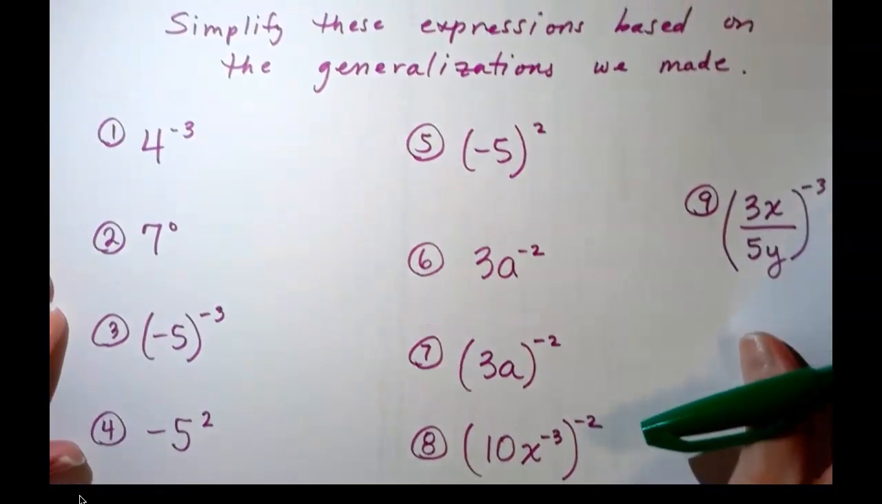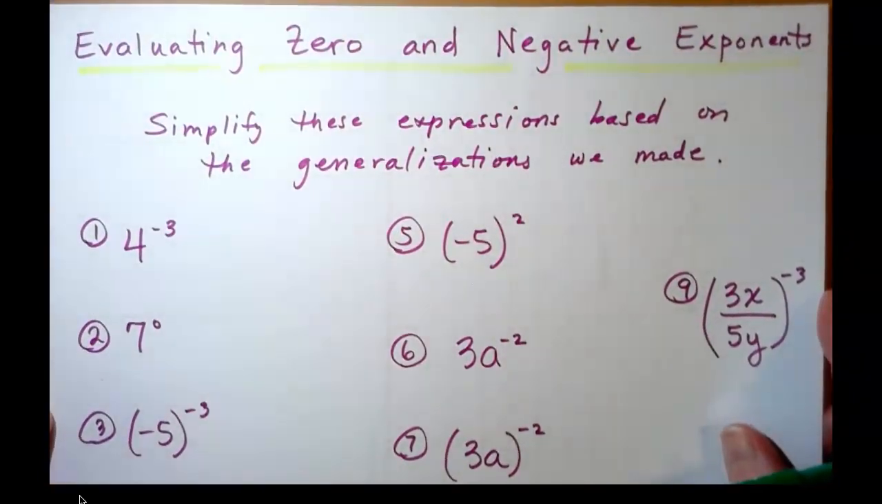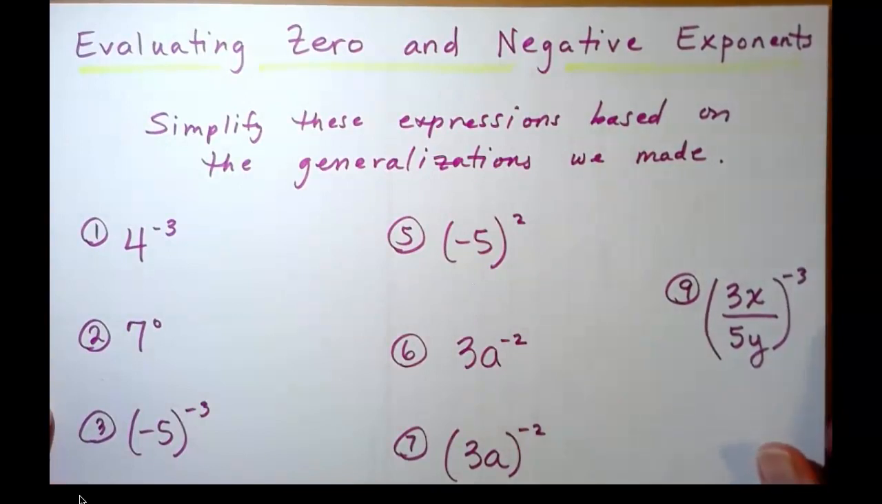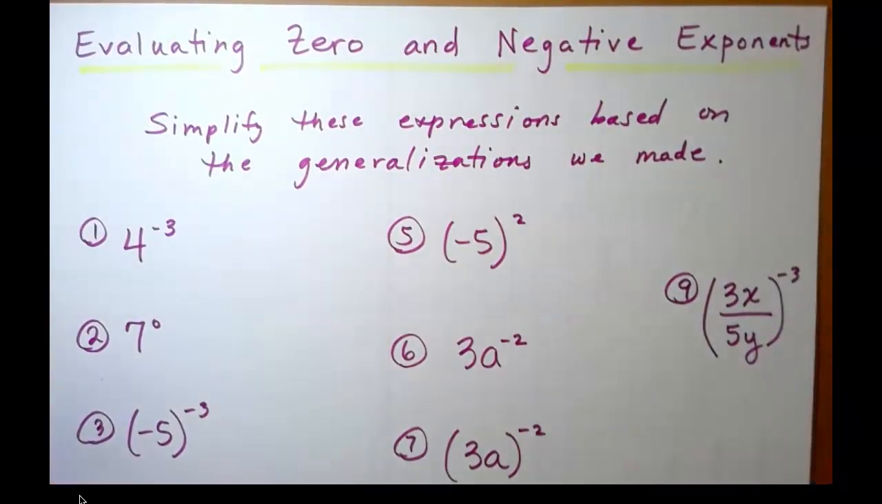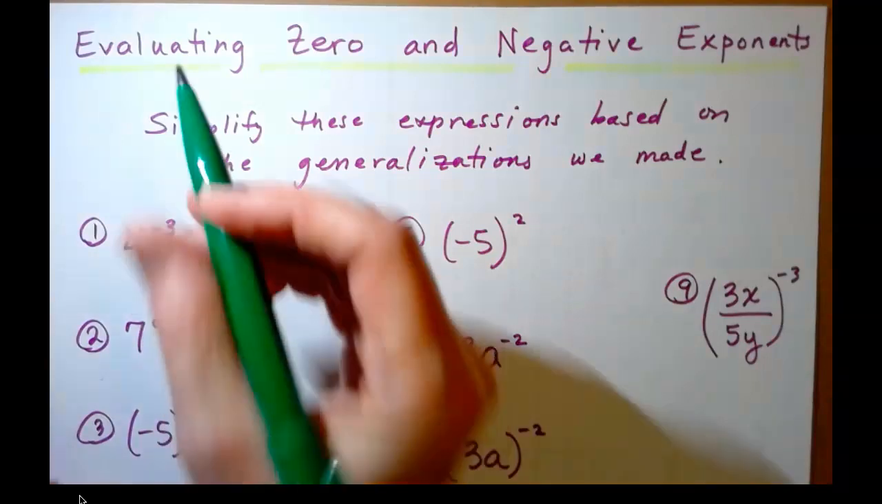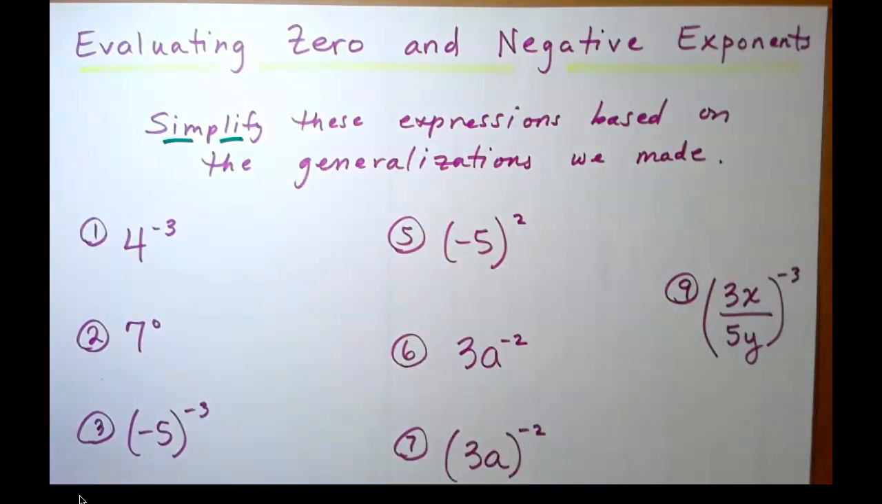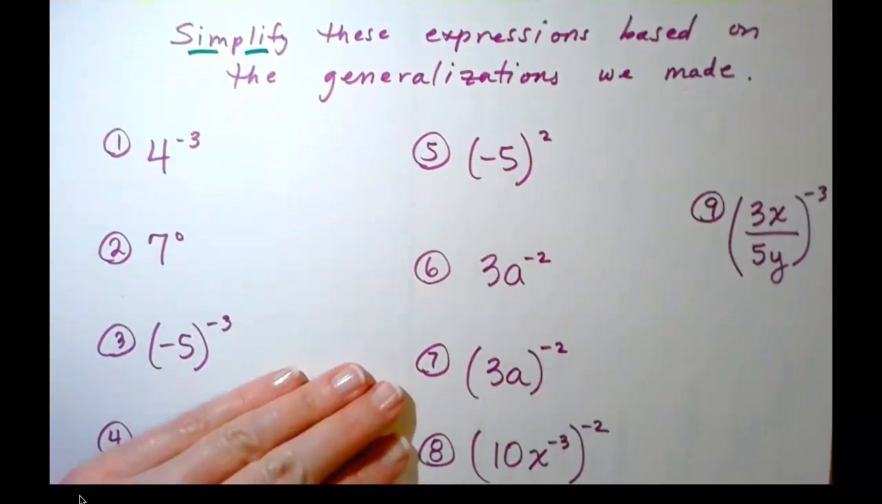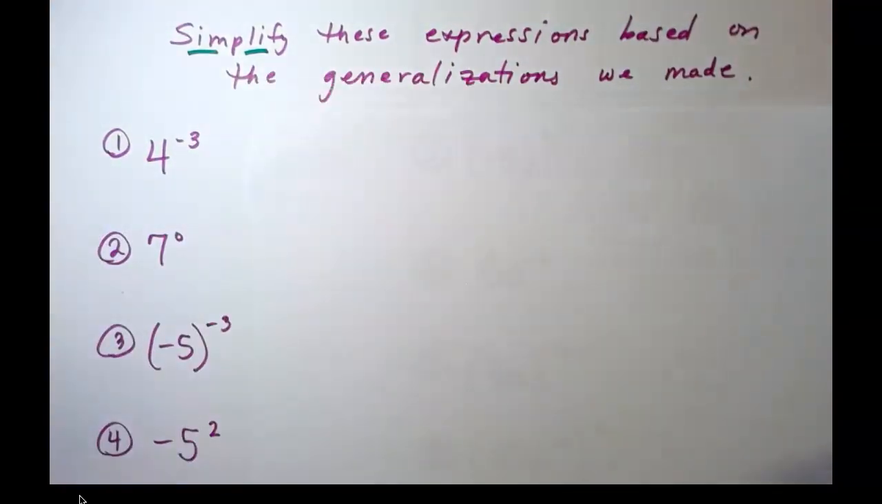So let's use what we just looked at and let's evaluate 0 and negative exponents. Here, we're not solving because these are not equations, but we will be simplifying these expressions based on the generalizations that we just made. So let's get started here, and we'll do this first column.